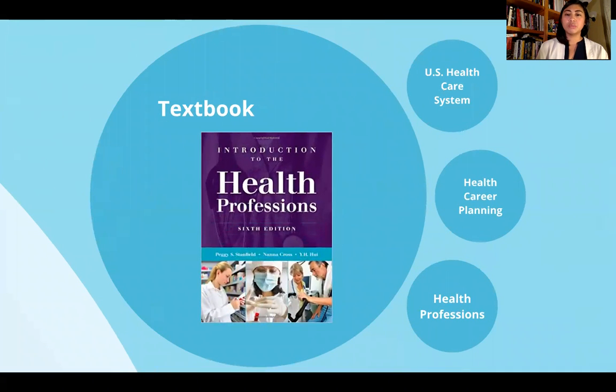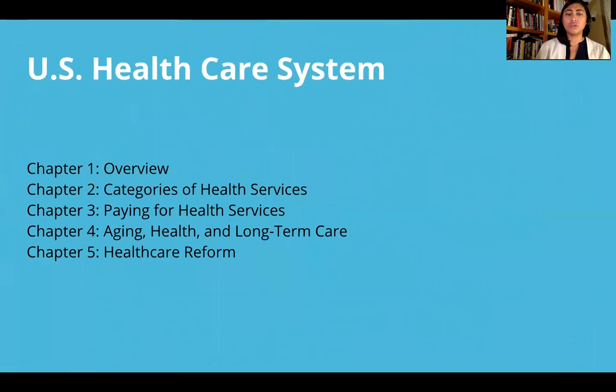So what is the textbook? The recommended textbook is Introduction to the Health Professions, 6th edition. This should be available in the bookstore. If not, let me know if you're having issues finding it. The book is divided into 3 different areas. So the U.S. healthcare system, this is chapters 1 through 5. This is an overview of what kind of health services are actually offered in this country.